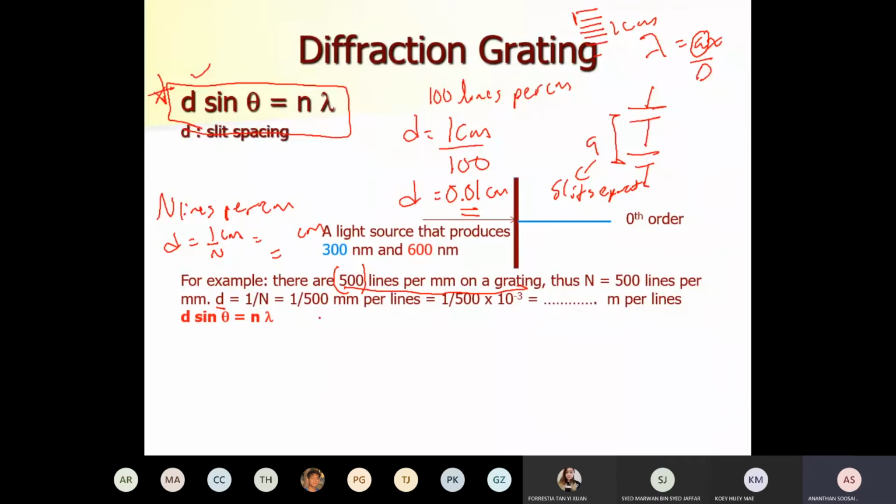Okay, tell me, you have two diffraction gratings. One is 100 lines per centimeter, and another one is 500 lines per centimeter. Which one has a smaller d? Anyone? Class?